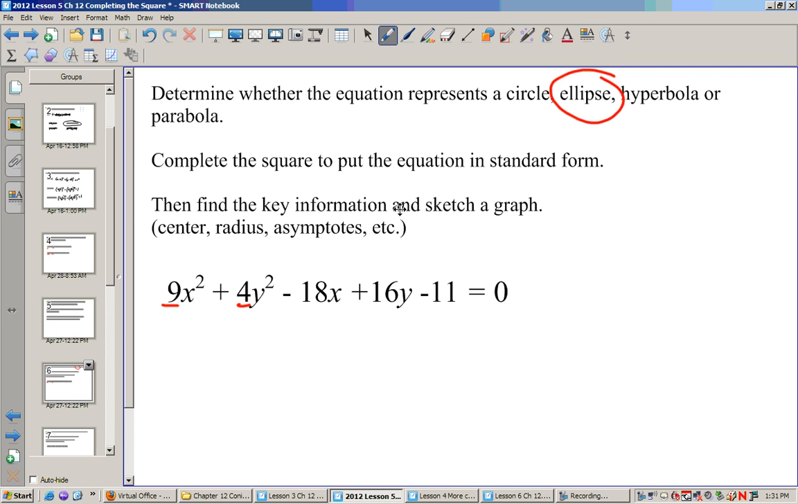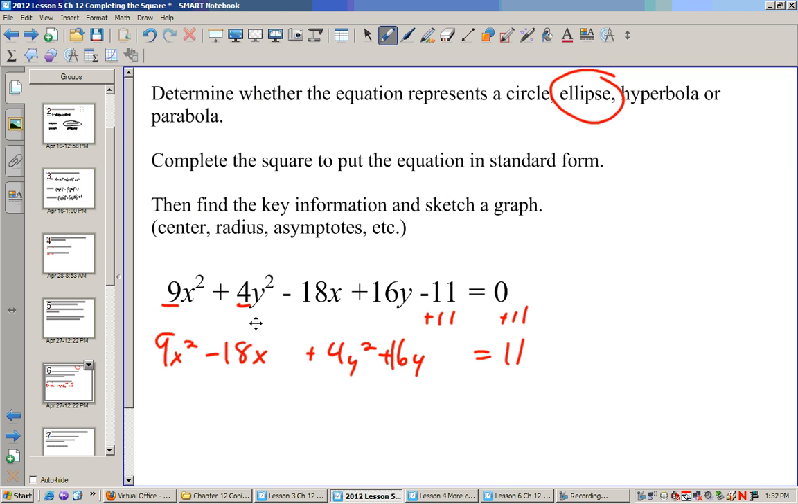Now let's complete the square. Now our first step is to put our x's together. So I have 9x squared minus 18x. Put my y's together, plus 4y squared plus 16y. And what I like to do with these is I like to put the 11 on the other side. So if I add 11 to both sides, this would be equals 11. Now, some teachers teach this and they do everything on one side. I like to do things on both sides.